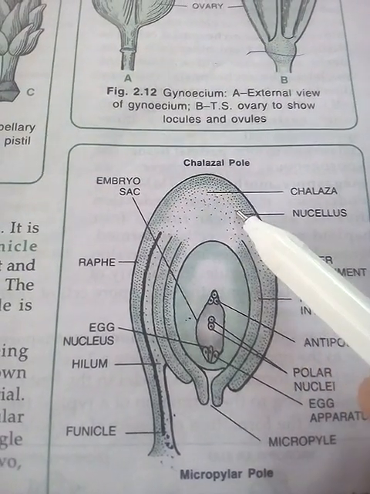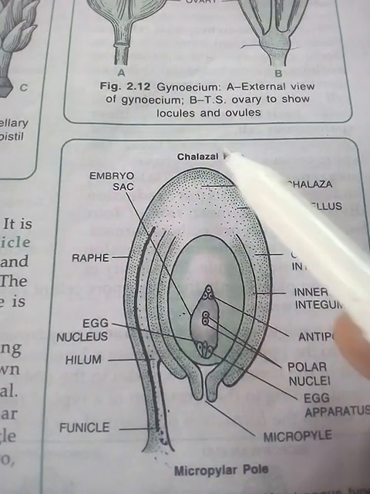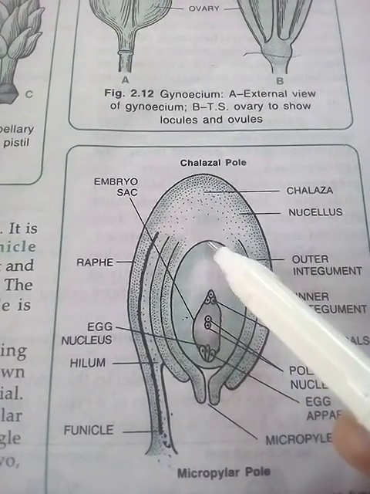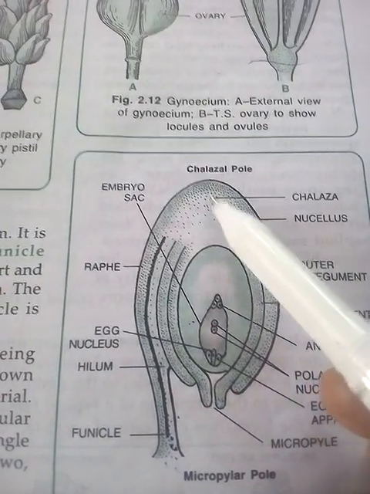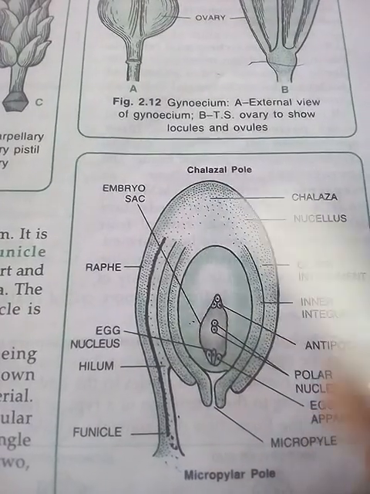The basal swollen portion of the ovule is known as chalaza. It is chalaza, and the pole is known as chalazal pole.